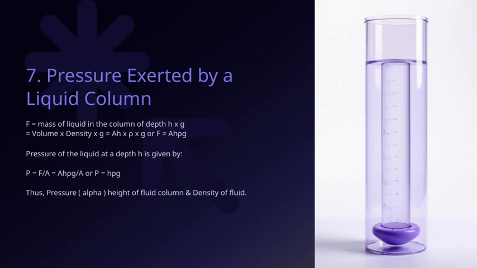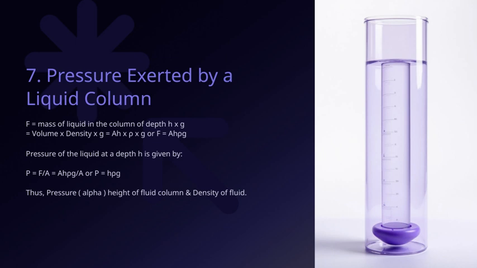So let's look at how pressure relates to the height of a fluid column and its density. Essentially, pressure, which we denote as P, depends on these factors. The fundamental formula here is P equals F over A, which is the force divided by the area. But we can also express this as P equals A times h rho g over A, which simplifies to P equals h rho g. This tells us that the pressure exerted by a liquid at a certain depth h depends directly on the height of the fluid column, the density of the fluid, and gravity.